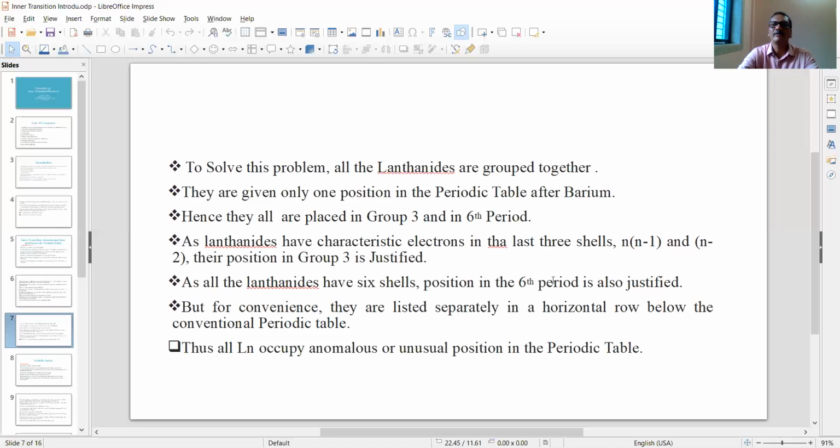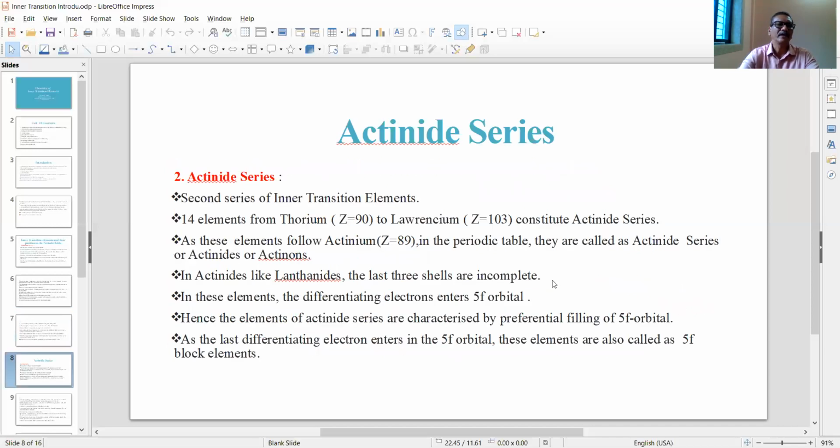And that's why the symmetry, the integral symmetry, is maintained, and further expansion of the periodic table is also not taking place, because all the elements are placed in the main body of the periodic table. So lanthanides have the position group 3 and the 6th period. The second series is the actinide series.